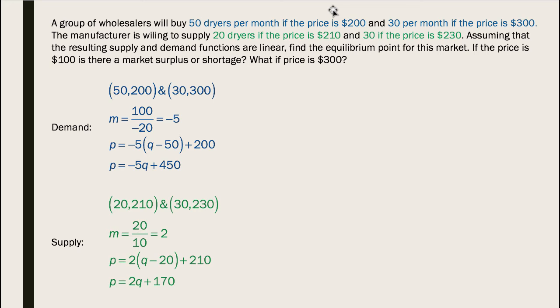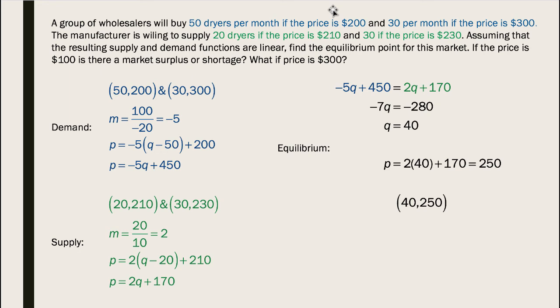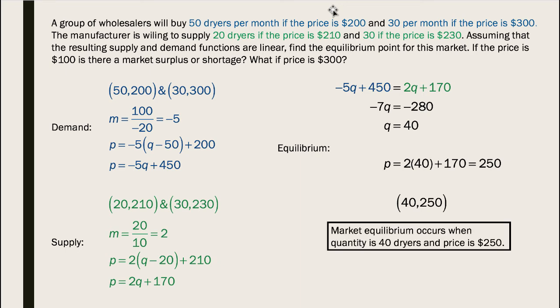Now that I have a supply and a demand function, I can solve it by substitution. So setting those two equations equal to each other, I get a quantity of 40. I plug it into, again, either one of my equations. I plugged it into the supply equation to find that my price is $250. So market equilibrium occurs when the quantity is 40 dryers and the price is $250.